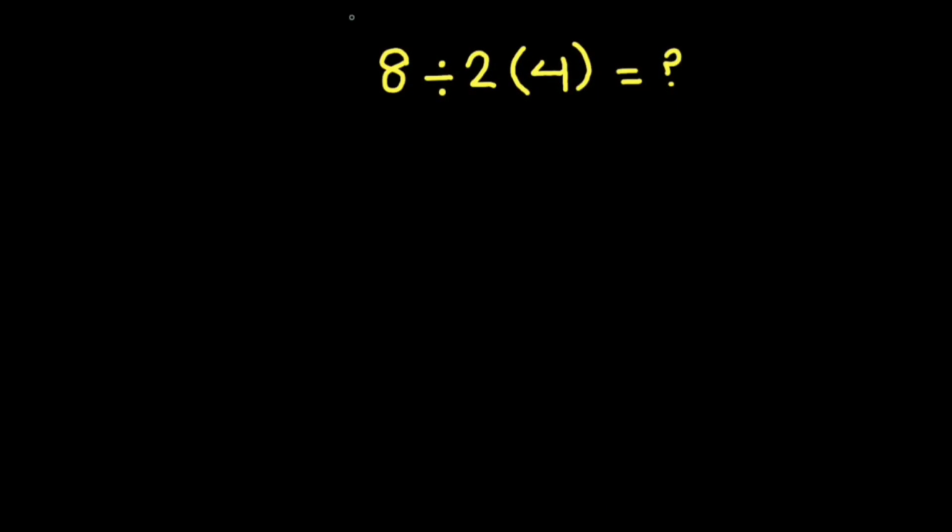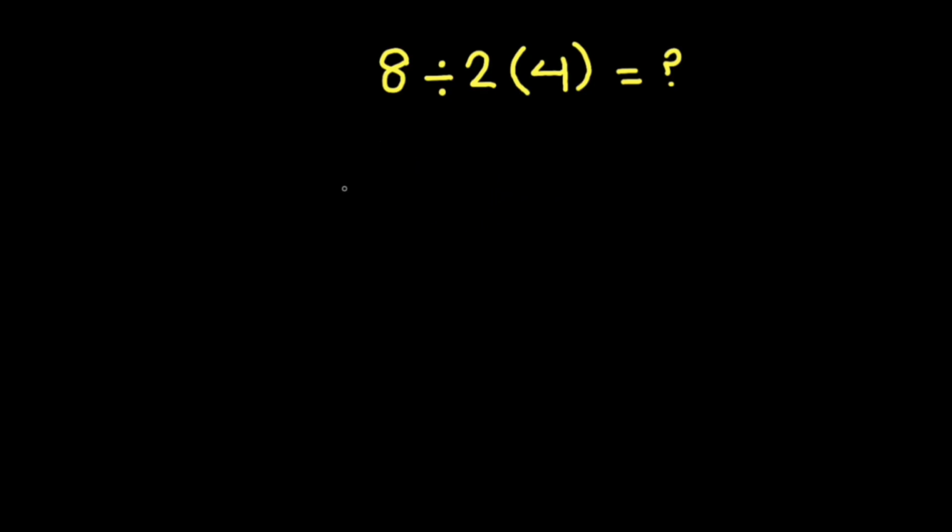Today I want to find the value of this expression: 8 divided by 2 times 4 in parentheses. Now 2 times 4 gives us 8, and 8 divided by 8 gives us 1, but this answer is not correct.